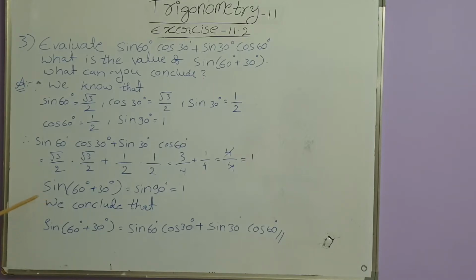Here sin of 60 degrees plus 30 degrees is equal to sin 90 degrees. What is sin 90 degrees value? It is 1. So, we conclude that sin of 60 degrees plus 30 degrees is equal to, write like this, sin 60 degrees into cos 30 degrees plus sin 30 degrees into cos 60 degrees.